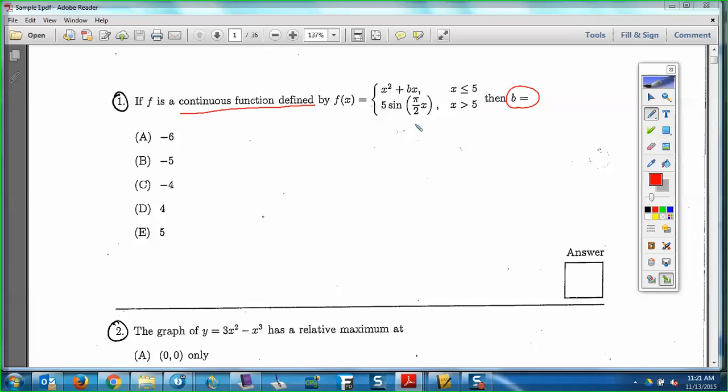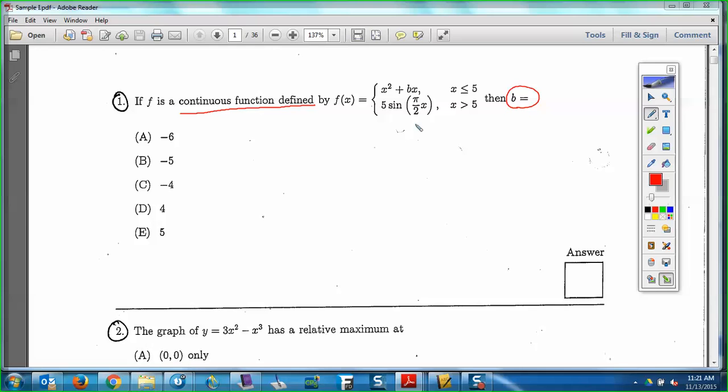Well, what's going to make a piecewise function not be continuous? If they don't meet. And where will there be a problem with these meeting? When x is 5, right? The problem will be when the parabola comes in at 5, does the sine graph take off from up here, or does it take off from the same spot?